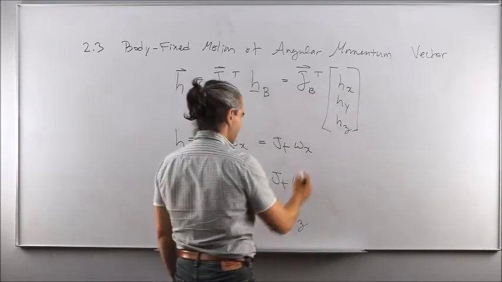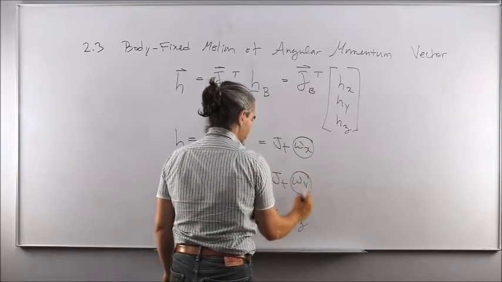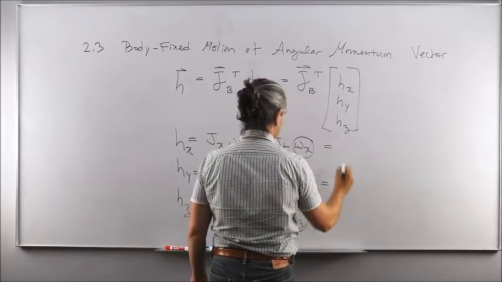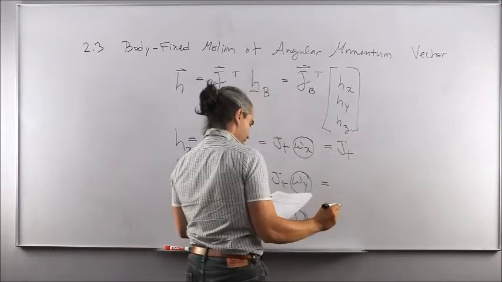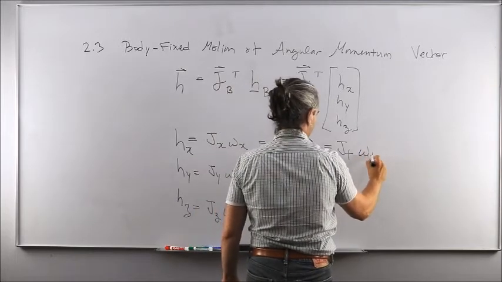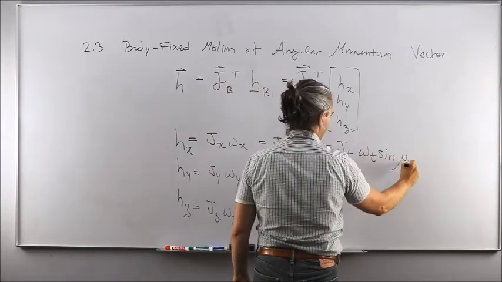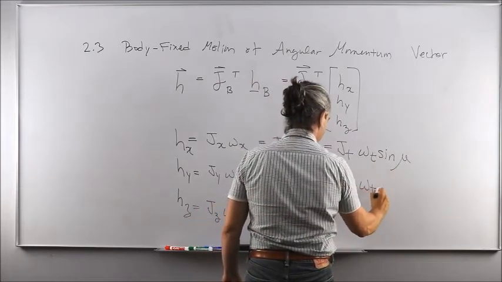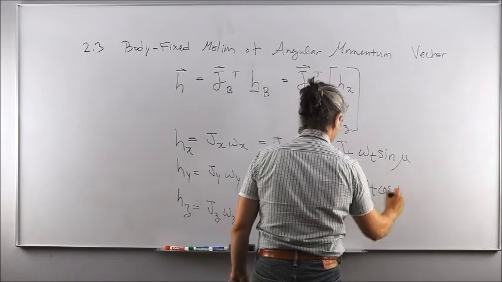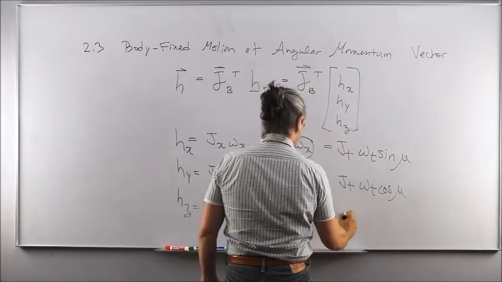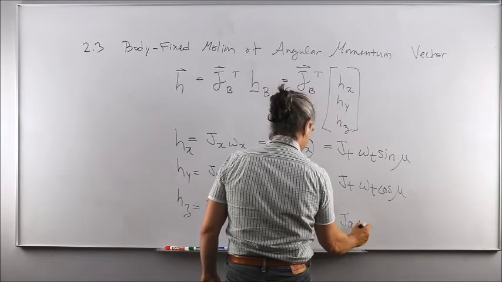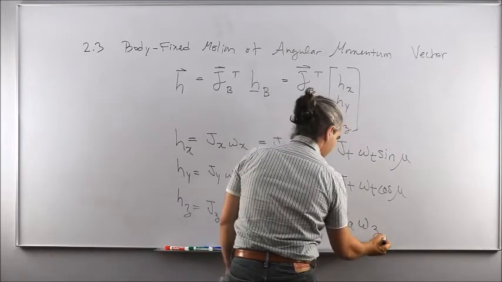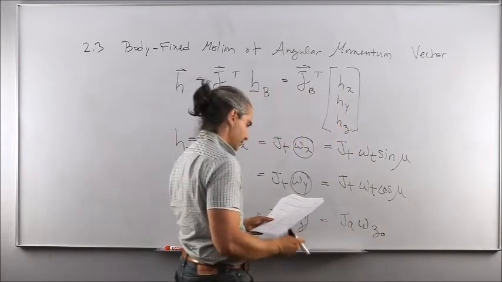All right, well, that's easy because we had obtained initial solutions for these things. So let's just plug them back. Jt times, that was omega t sine mu. This is Jt omega t cos mu. And this is Ja omega z. And omega z is a constant and equal to omega naught. Okay?